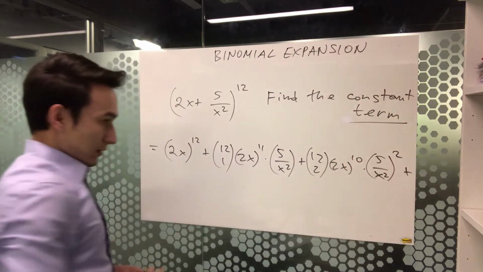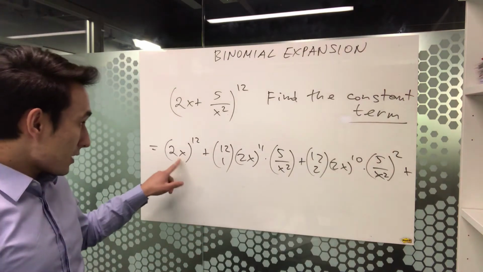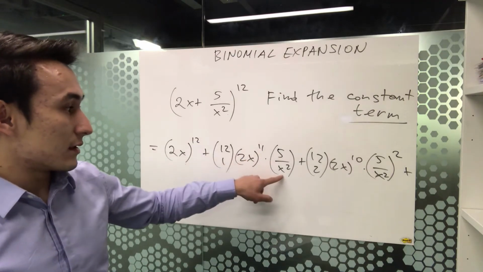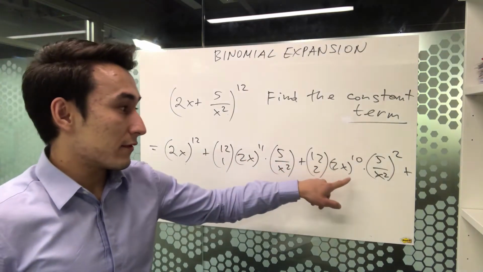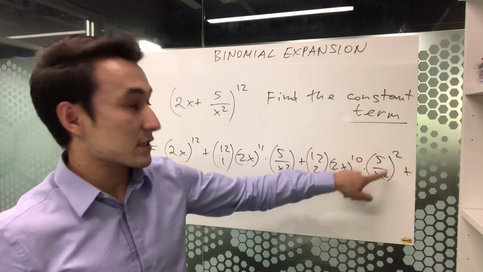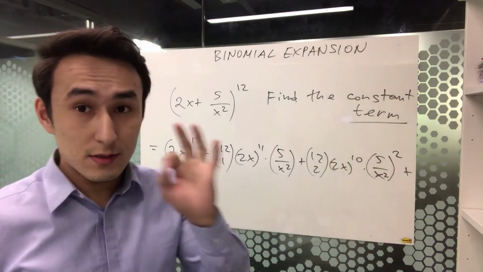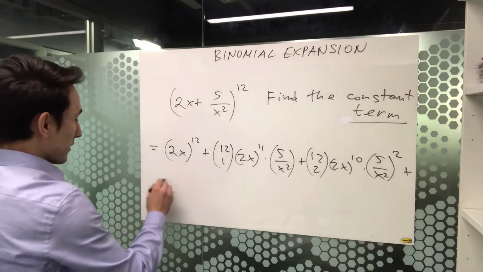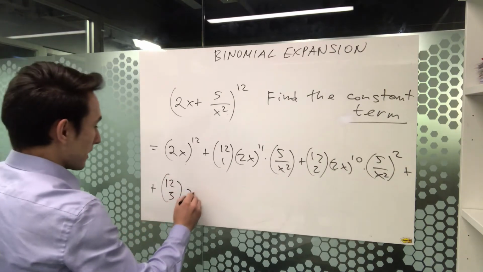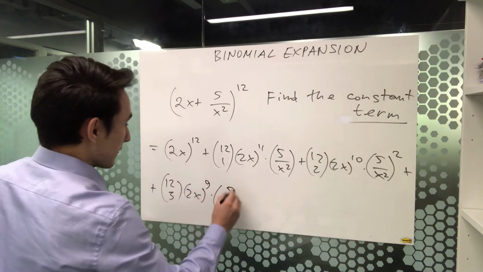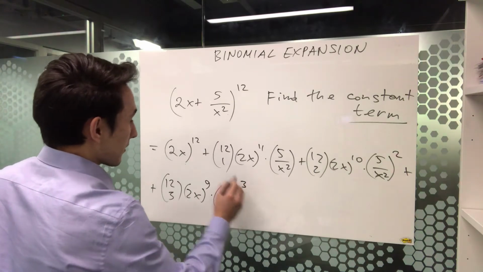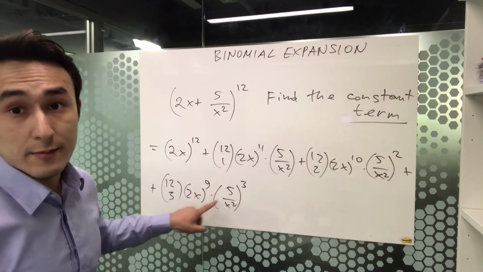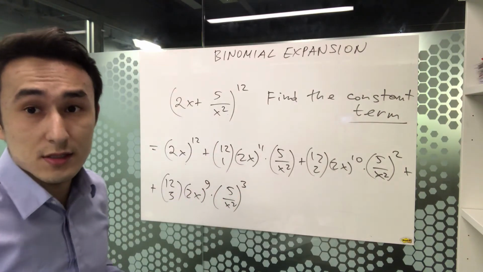Okay, let's see what's happening here. The power of x here is 12. The power of x, 11 divided by x squared is x9. The power of x in this term is x10, and then divided by x4 is x6. So we don't yet have the constant term. Let's just keep going. Plus 12 choose 3, (2x) to the power of 9 times 5 over x squared, and the power of 3. Let's check. x9 divided by x, 2 times 3 is 6, so x9 divided by x6 will be x cubed. It's not the constant term yet.